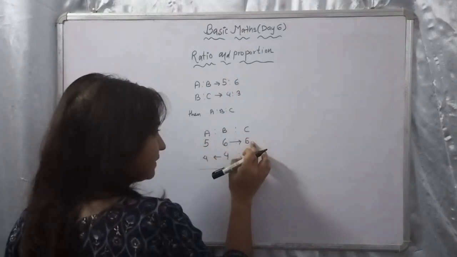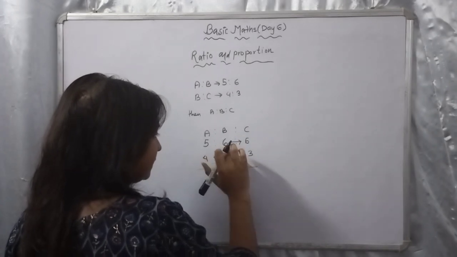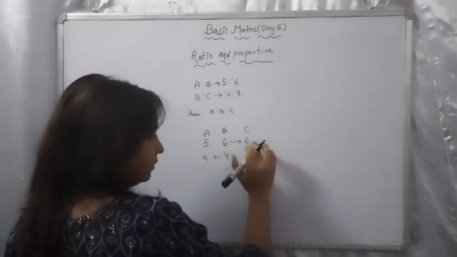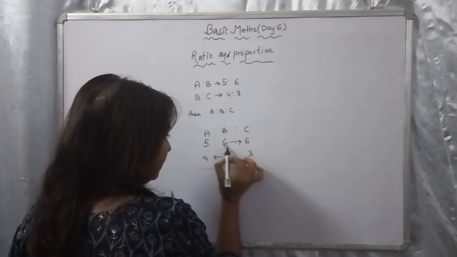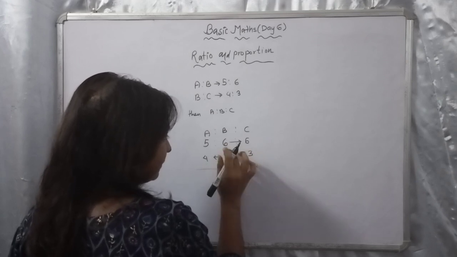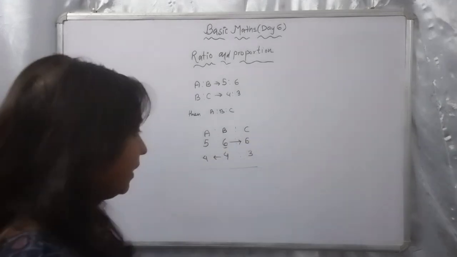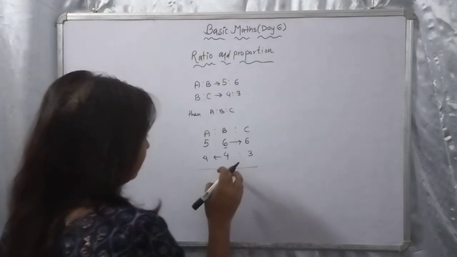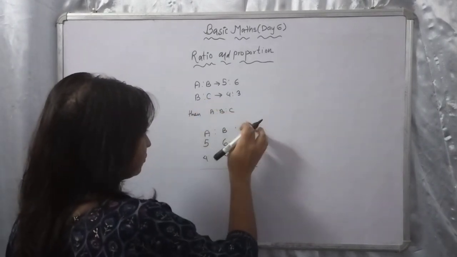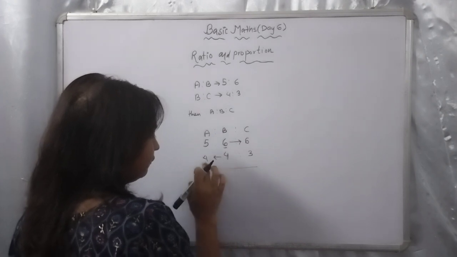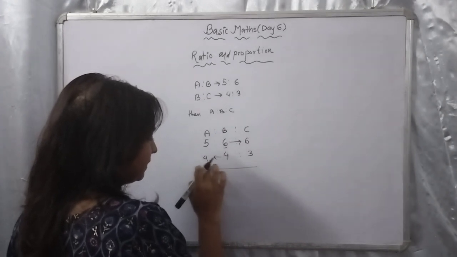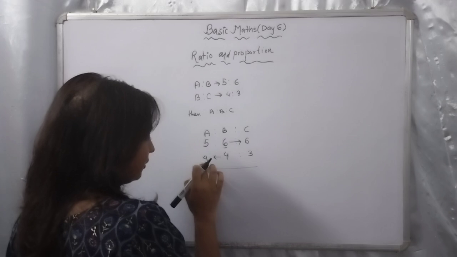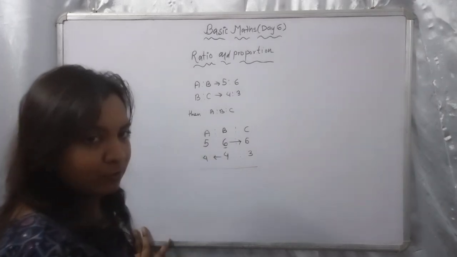Fine. What we did is, it was 5 is to 6. Now this place was empty. So what we did, we shift this number here. Fine. And the number near to the empty space will be shifted. So 6 is shifted here. And in the similar way, here it was 4 is to 3, B is to C is 4 is to 3. So we had an empty space here, so we will shift 4 here. Fine. So 4.